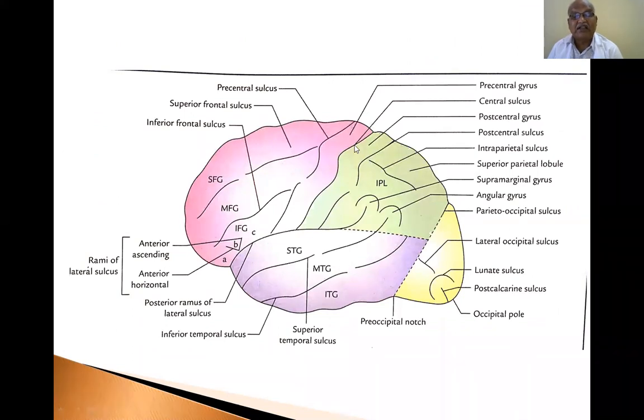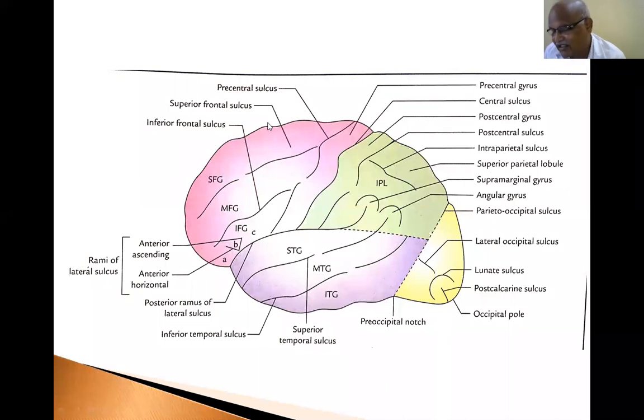So what are the sulci? This is the central sulcus. What is the sulcus present in the frontal lobe? What are the sulci present in the parietal lobe, the occipital lobe, and the gyri? What are the sulci and gyri present in the temporal pole? What functional areas are present in the frontal lobe? In the parietal lobe? In the occipital lobe? In the temporal lobe?